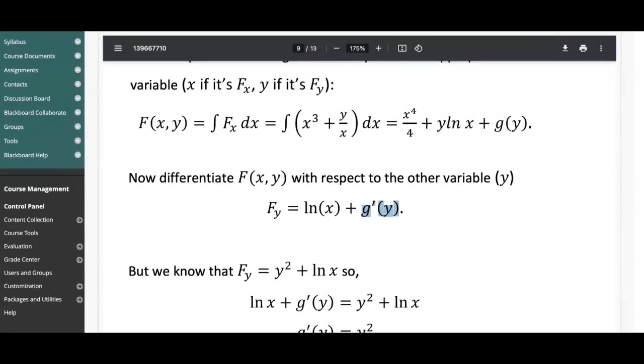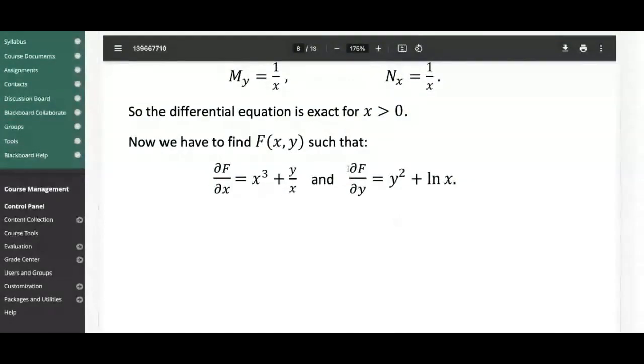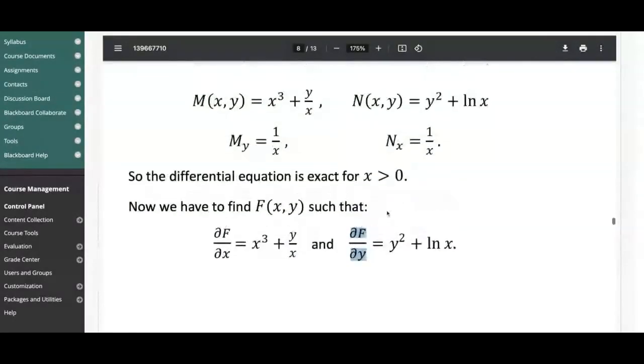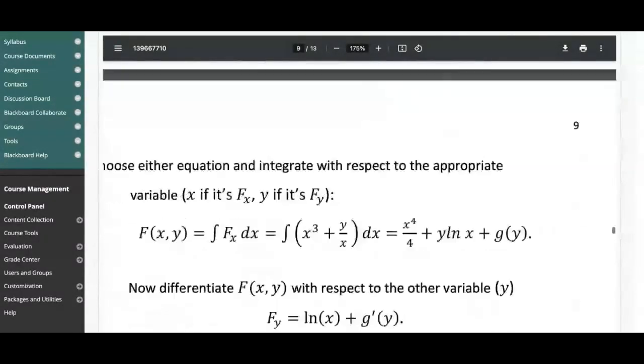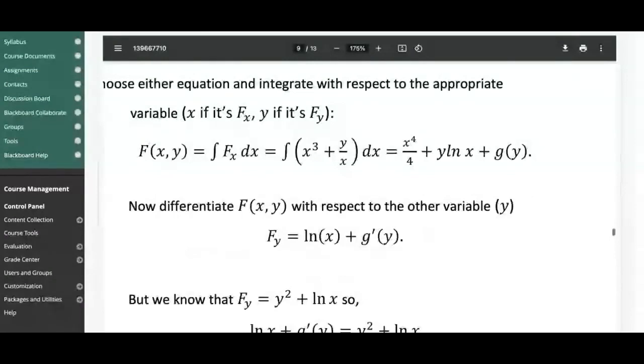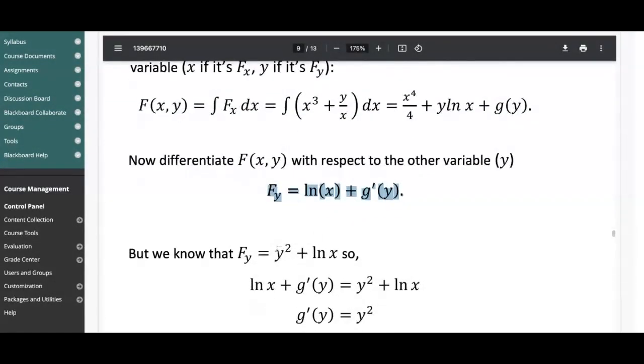And we know from the very beginning, N is partial f, partial y. So N is partial f, partial y. What is N? y squared plus ln x. So both are partial f, partial y. One way, we found from partial f, partial x, by integrating partial f, partial x, we get partial f, partial y to be this. Another way, we're given N as partial f, partial y as this. So those two must equal each other.